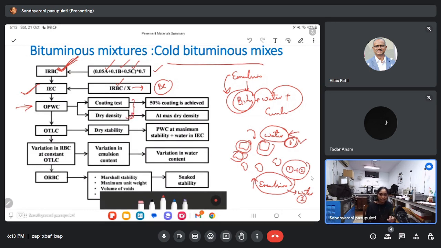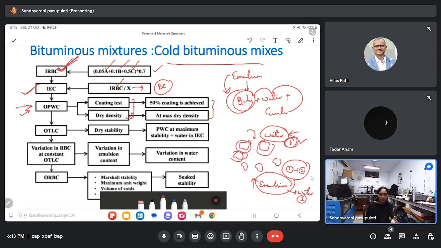Otherwise, we also perform the dry density test. We add some water content, perform the dry density test, and see the density corresponding to the water content, that is, at what water content the density is maximum. Based on either of these two methods, we determine the water content that we need to add in the initial stages, which we call the optimum water content.